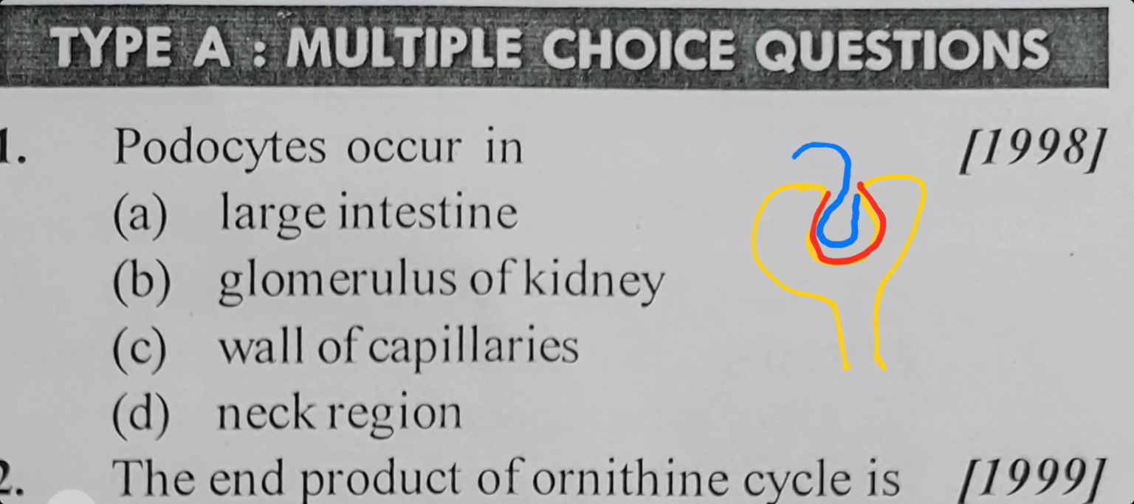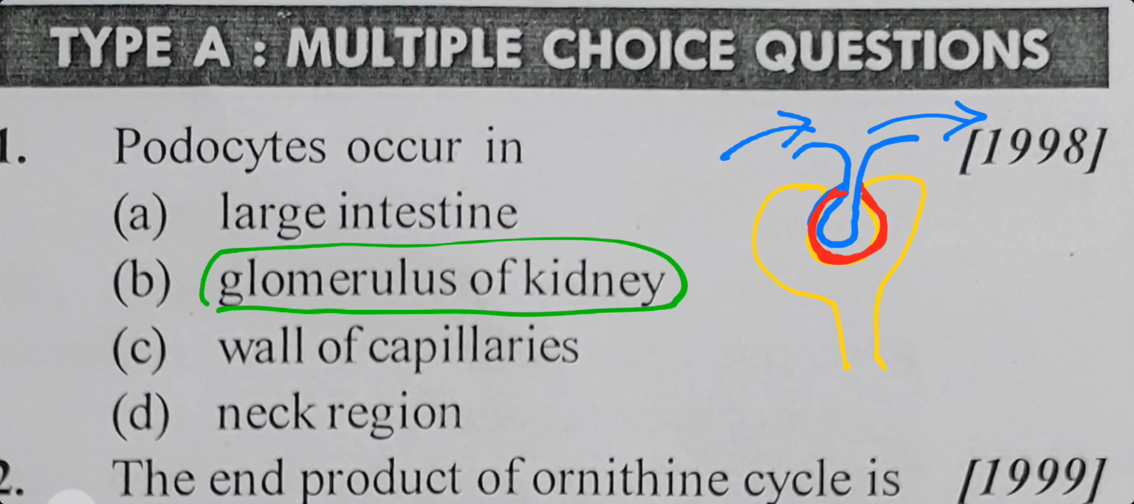See, these are the glomerulus through which the blood enters into the capillary and exits from the capillaries. So these podocytes wrap the capillaries of the glomerulus, and they make the epithelial lining of Bowman's capsule. That is actually the third layer through which filtration of blood takes place. So here the answer will be the second option, that is glomerulus of kidney. Now moving to the second question.